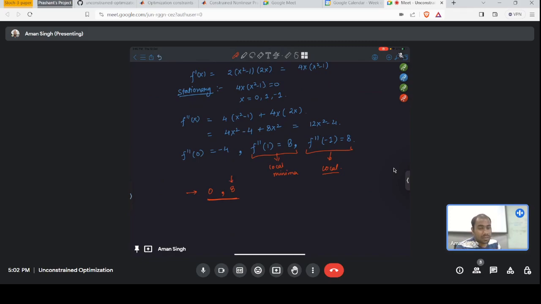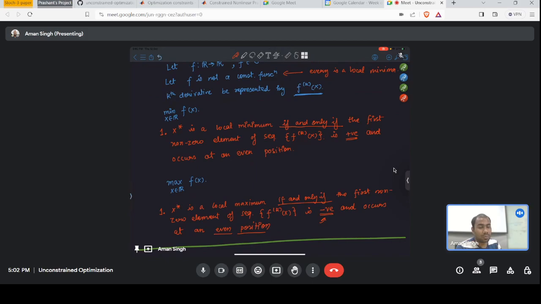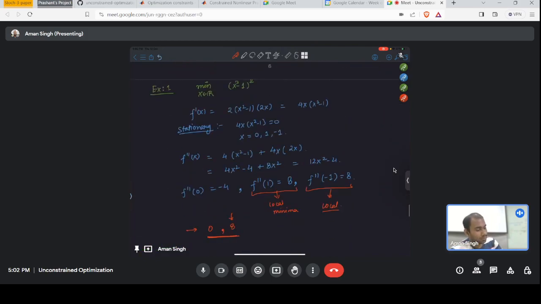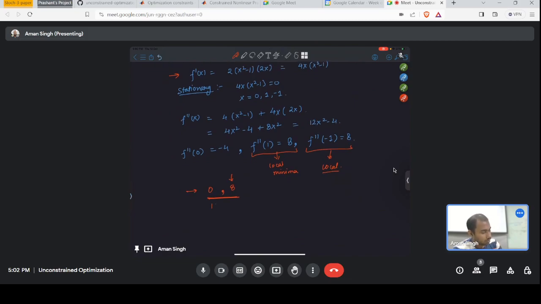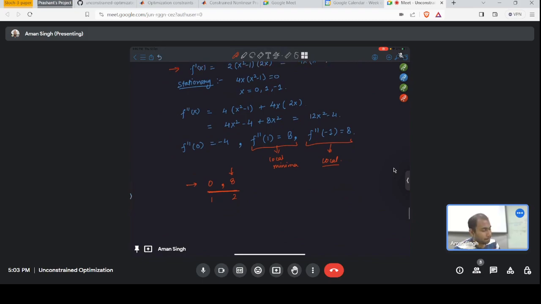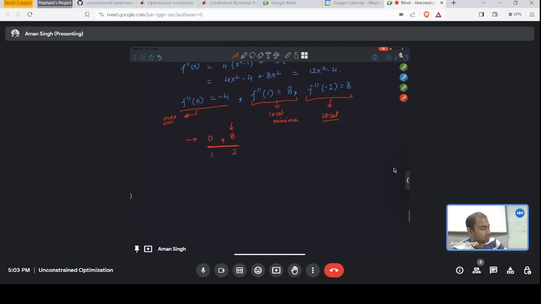Please note, for using these conditions, you will have to know where the stationary points are. Otherwise, you'll have to check every point. So it's good to find where the first derivative goes to 0. That's why we always start with f dash x equal to 0. So it's at the even position and it is positive, so it's a local minima. On the other hand, this one will be a maxima, but because the problem is minimization, we don't care about this. You can plot the function and also see.